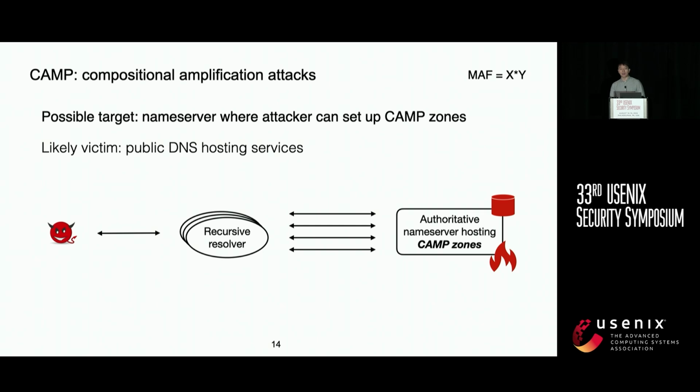CAMP attacks can be launched against different types of servers. First off, it can target a name server where the attacker can set up DNS zones. And of course, you could see that this attack makes sense only if the server doesn't belong to the attacker itself, right? This is indeed the case for public hosting services, which I believe has been very well explained by Huayi in the previous talk. In our case, attacking a shared server there may affect many domains that are co-located with the attacker's domain.